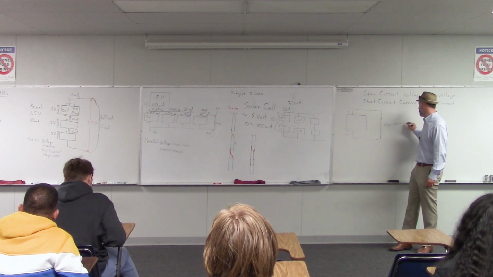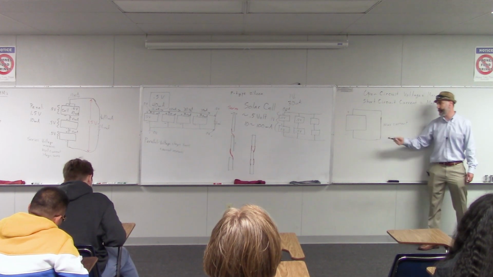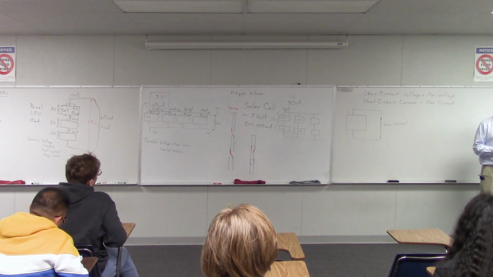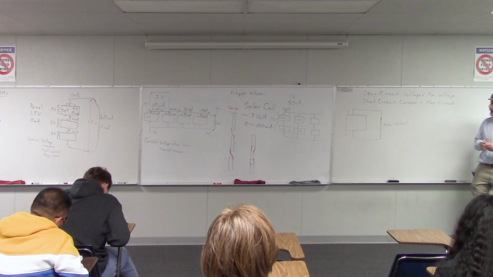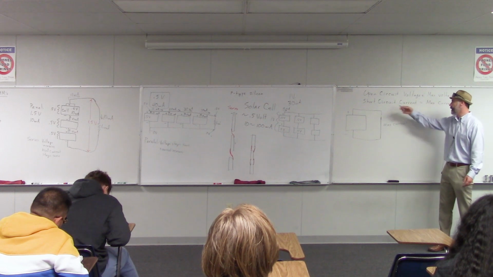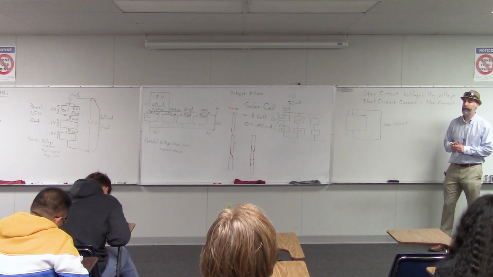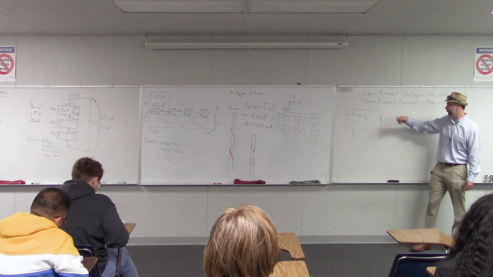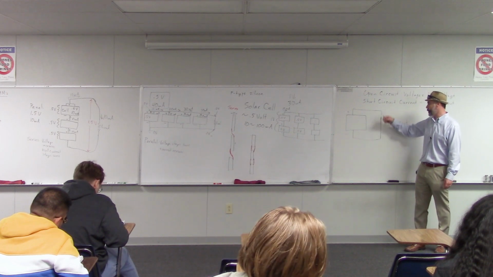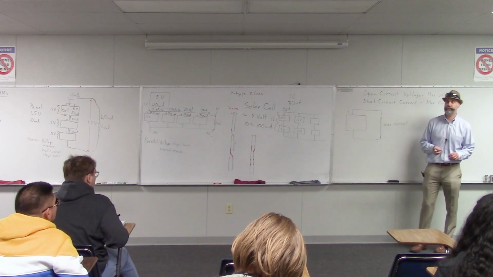And what's another name for a circuit that has a straight wire from positive to ground? A short circuit, exactly. So that's why we call this maximum current the short circuit current, okay? Because it's the amount of current you would get if you had a short circuit from one side to the other.